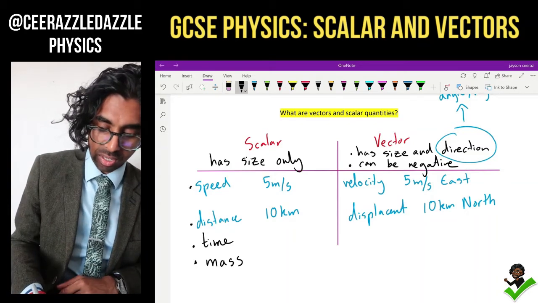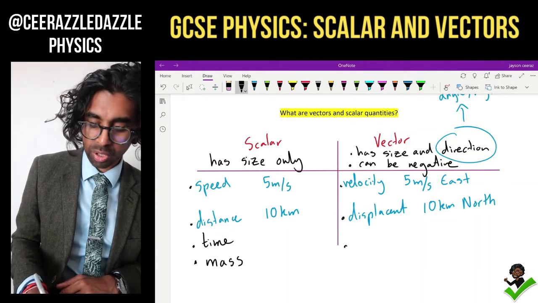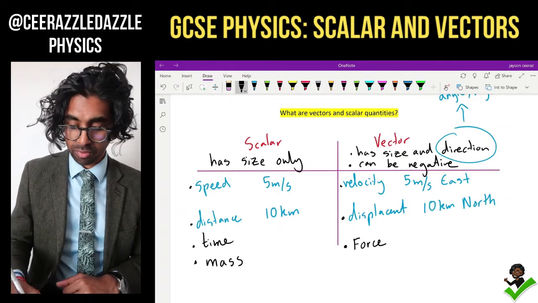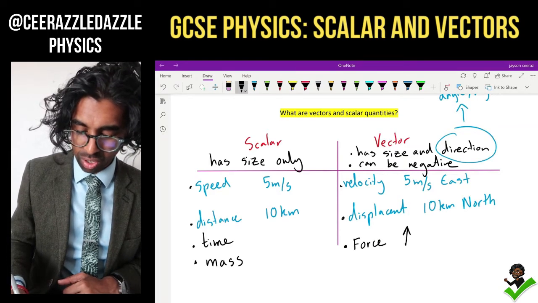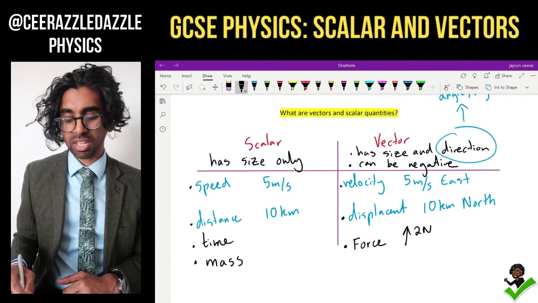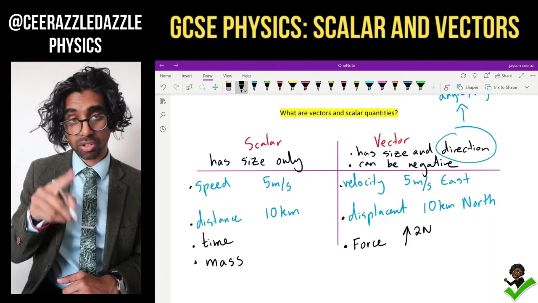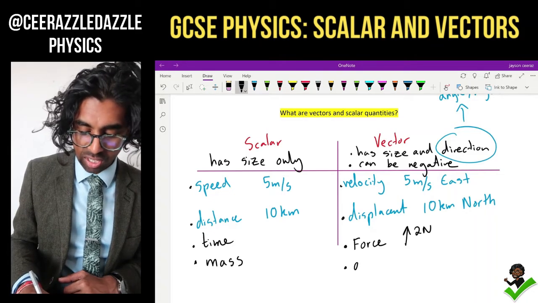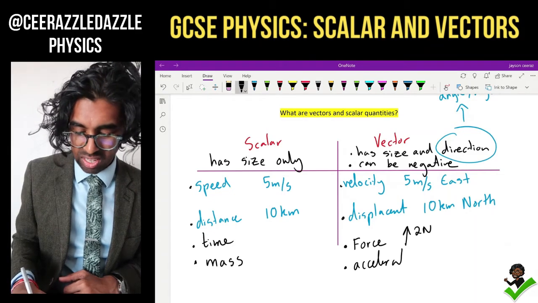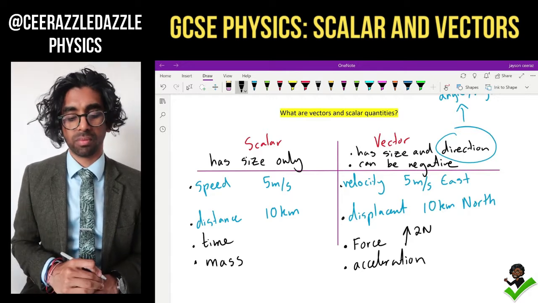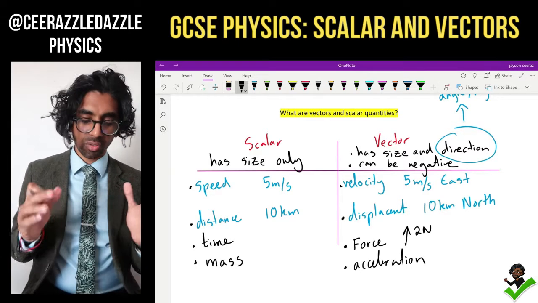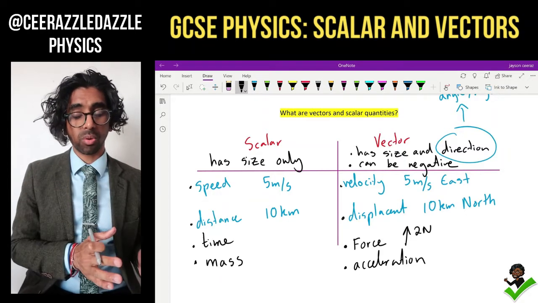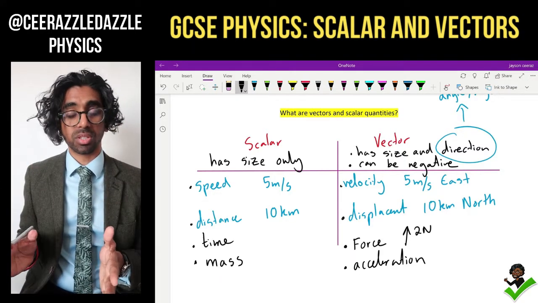Some more examples of vector quantities. A force is a vector quantity. Why? Because if I draw this arrow of 2 newtons, you see it's got the value plus the direction from the arrow. So this is a vector quantity. Also, acceleration is a vector quantity as well. Good stuff. We've defined scalar quantities and we've also defined vector quantities.